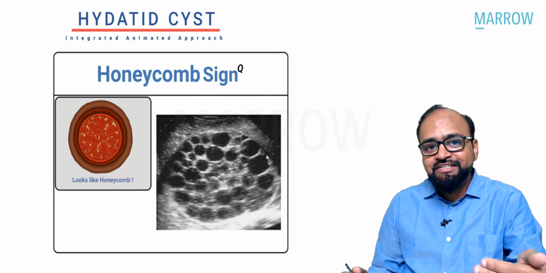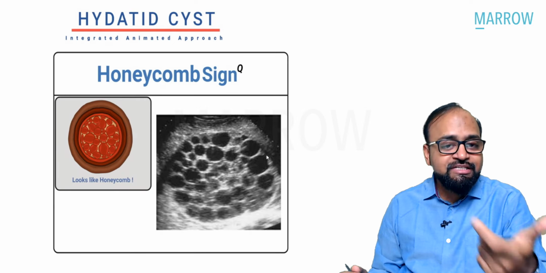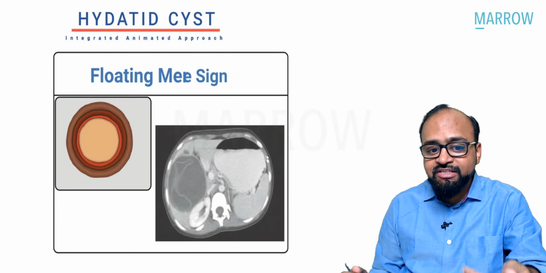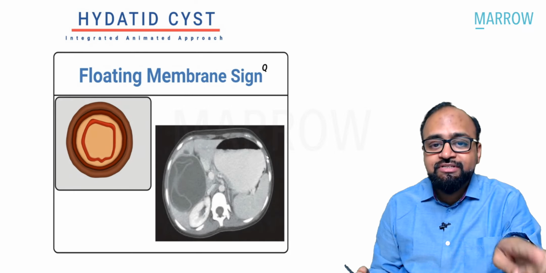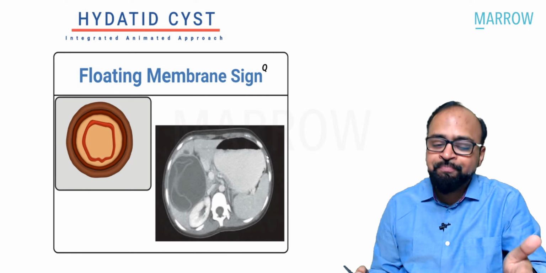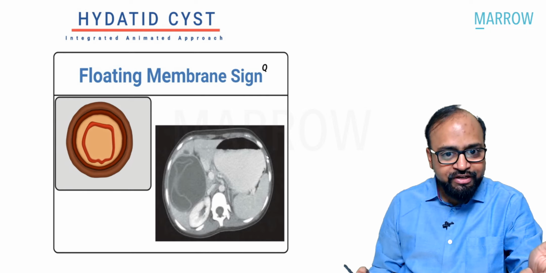This is what is seen when cysts are produced, right? But if the inner membrane gets degenerated, it may start floating within the cyst. You can see a big mother cyst and an enhancing floating membrane within it. This is called the floating membrane sign of hydatid cyst.